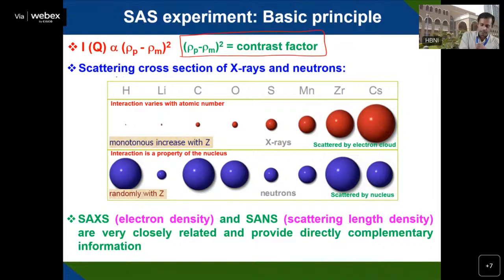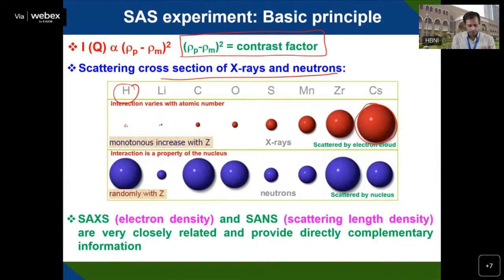So if you see the scattering cross section of X-rays and neutrons, as I have earlier discussed, in the case of X-rays the scattering cross section increases with respect to the size of Z, the electron density of the atom. With hydrogen, the scattering cross section is quite low, but in the case of cesium, a heavier element, it is quite large.